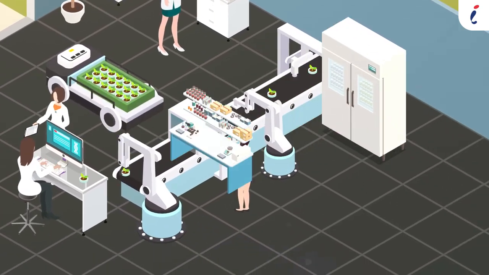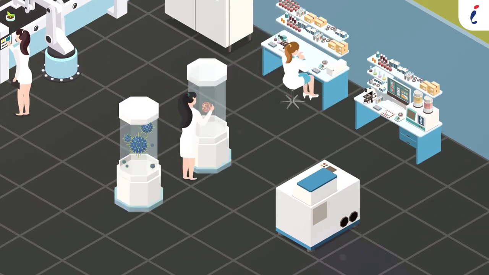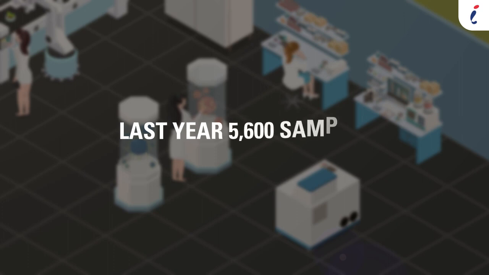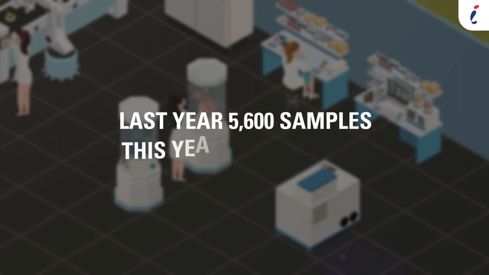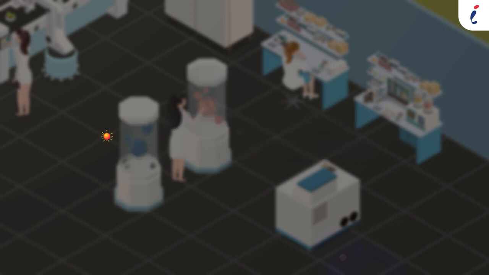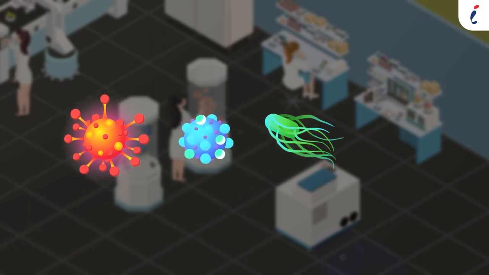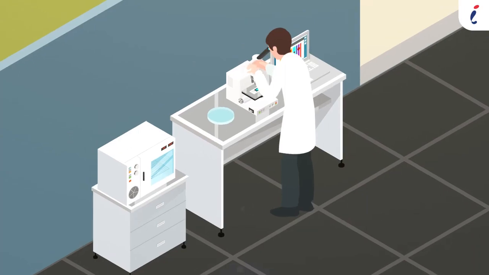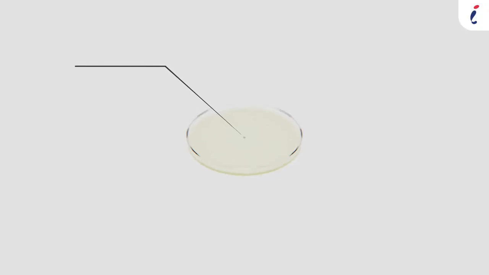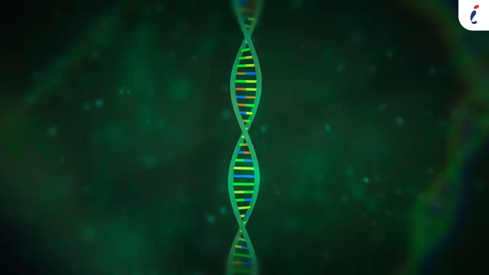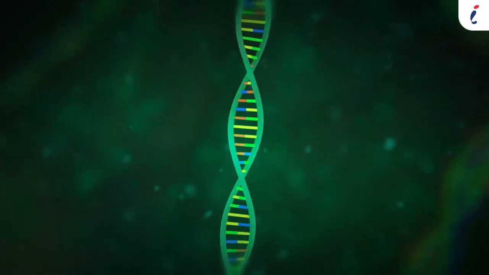We also conduct pathogen tests, which is a significant activity in our laboratory. Last year, we had a total of 5,600 samples. This year, we have already reached 7,300 samples and counting. We can analyze different types of pathogens, such as viruses, viroids, bacteria, and fungi. In the fungal test, we use an enrichment step. We incubate a fungus for 7 to 14 days and isolate its DNA for use in qPCR.